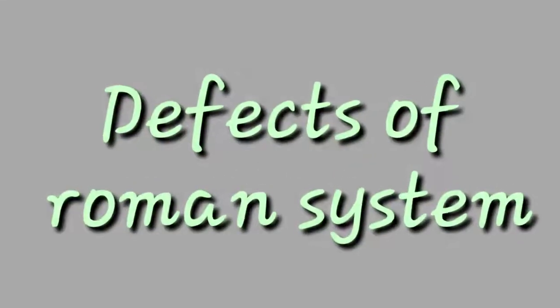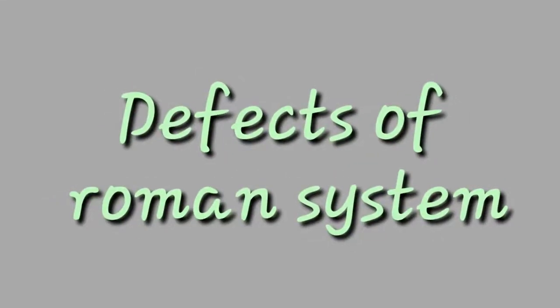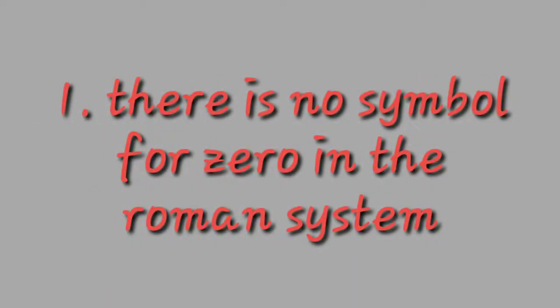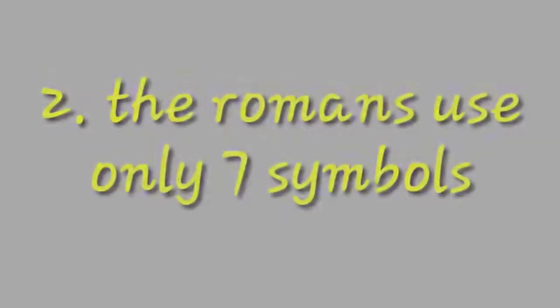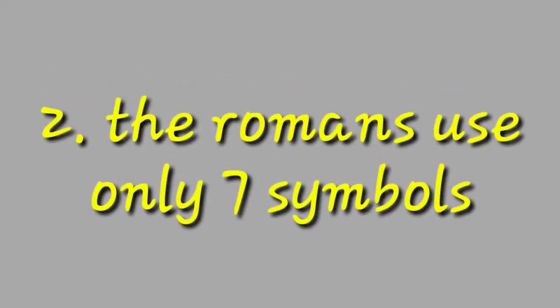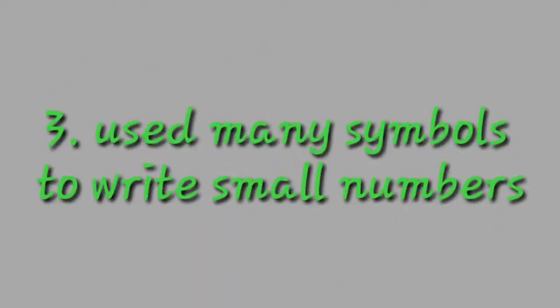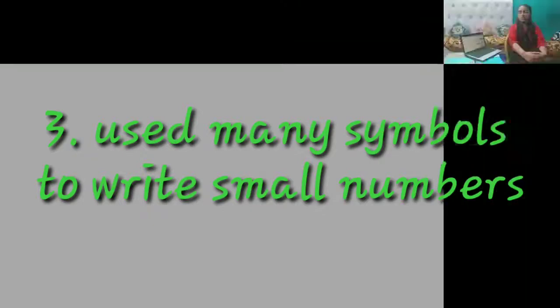However, there are some defects of the Roman system of numeration. The first is that there is no symbol for 0 in the Roman system. Secondly, the Romans used only 7 symbols, which are not sufficient to write large numbers. And third, we have to use many symbols even to write smaller numbers. For example, 8 is written as VIII and 48 is written as XLVIII. So it becomes trickier to apply Roman numerals in our daily life.